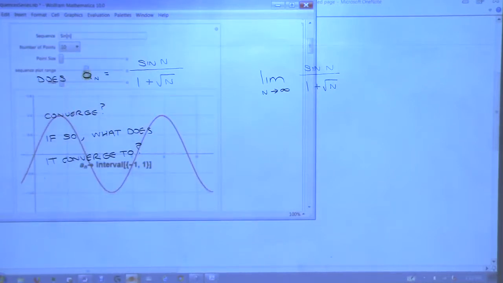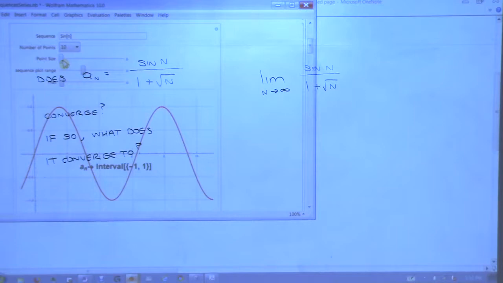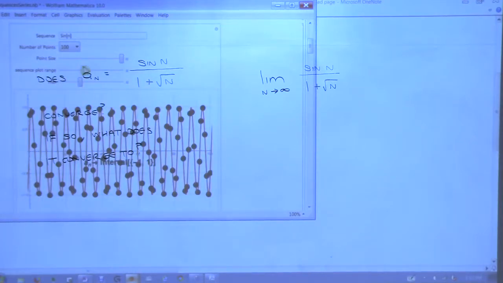Why is this? Oh, there we go. That's sine of x, right? Sine of n are just these dots. And let me move out here. Why is that not doing that? I'm going to put a bunch of them. There we go. Those are kind of too big now.